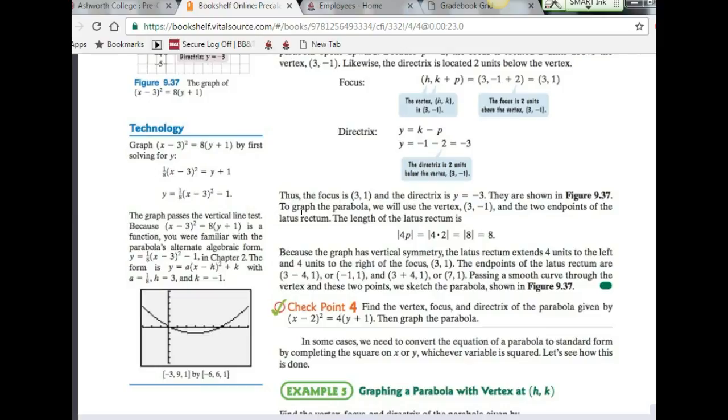Okay, I hope this was helpful. Parabolas can be complicated because there's a lot of things you have to remember. Anyway, go back to your chart, use that as a guide. All right, best of luck.